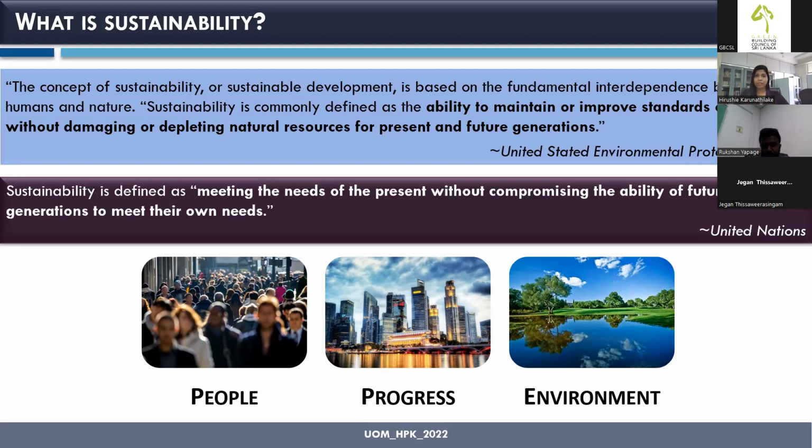So the core concept of sustainability or sustainable development is whether we can meet the needs of the present generation, those who live today, without compromising the ability of future generations to meet their own needs, without borrowing from the future. If we are going for sustainable development, we try to maintain or improve the standards of living today without damaging or depleting natural resources available for the present and future generations. In doing this, we look at three main dimensions: people and their quality of life, fulfilling the needs of people, while ensuring societal progress and preserving the environment. So essentially, you see these three dimensions: people, progress, and environment.